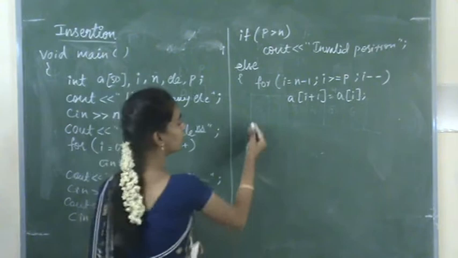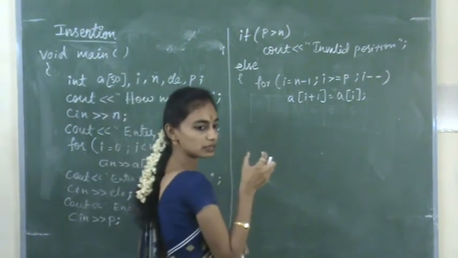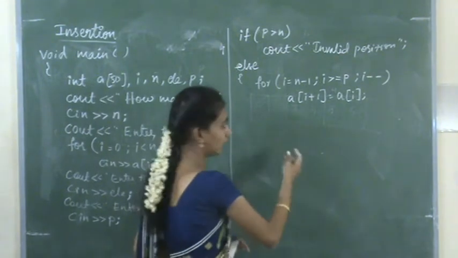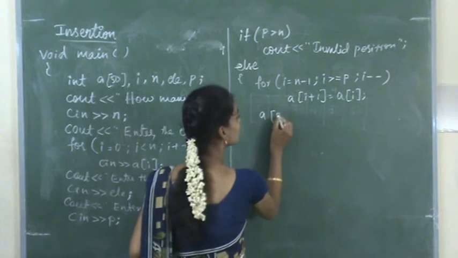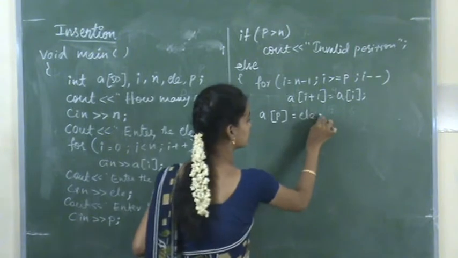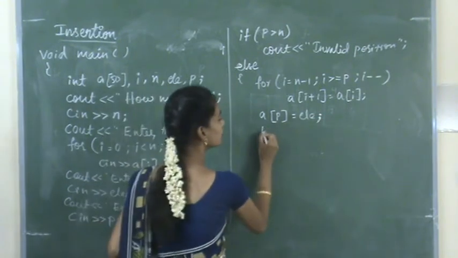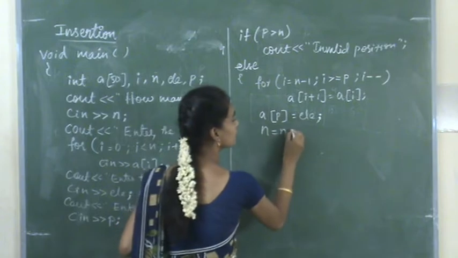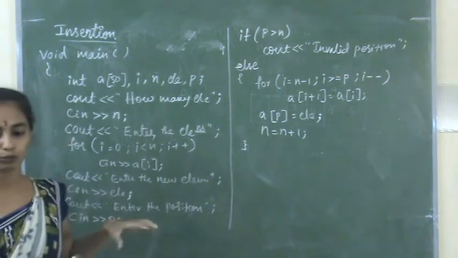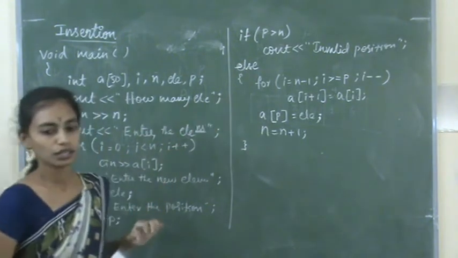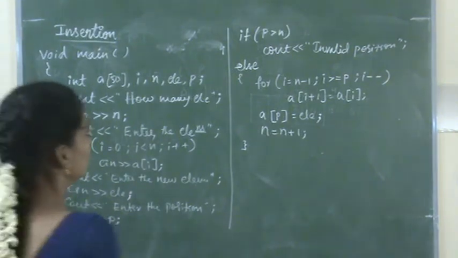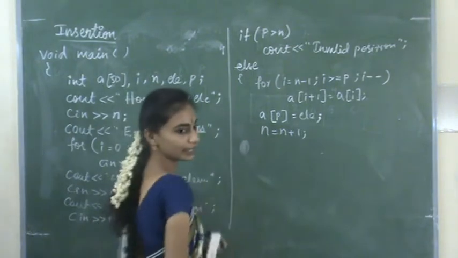So after this, when it is finished, we get an empty space in that position. So for that position we are inserting an element, right? So that is A of P is equal to ELE. Right. So after this we have to increment the n value. So n plus 1. So this is the else part we have to perform in the array, right? So after performing this operation, we need to print the elements after inserting the new element, right?